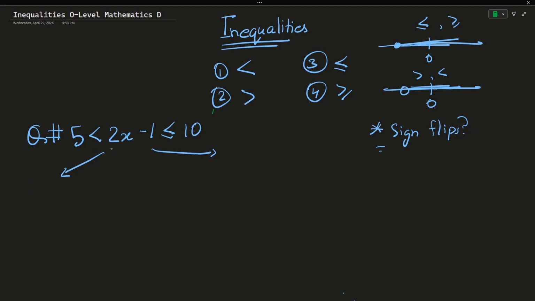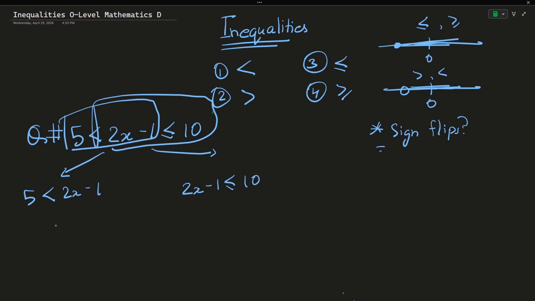Okay, so what you do is that you divide this equation into two parts. The first part becomes 5 minus 2x less than 11, and the second part becomes 2x minus 1 less than equals to 10. So the first part is this, and the second part is just this. So that is how we solve. Now we are independently going to solve each of them.